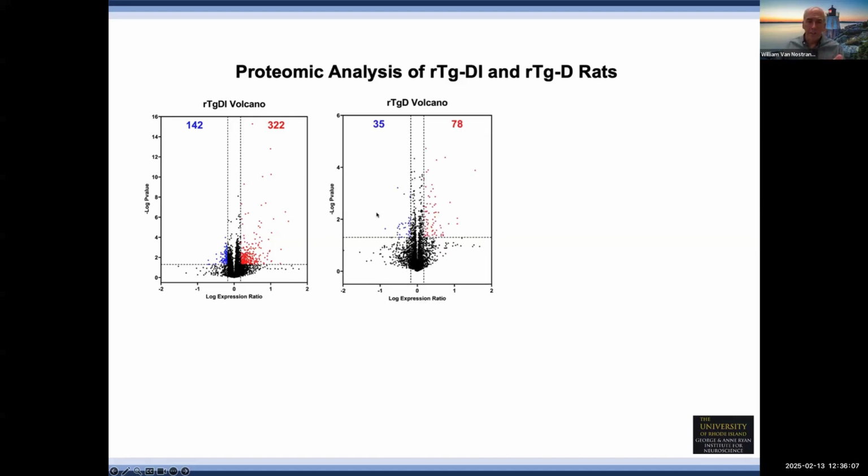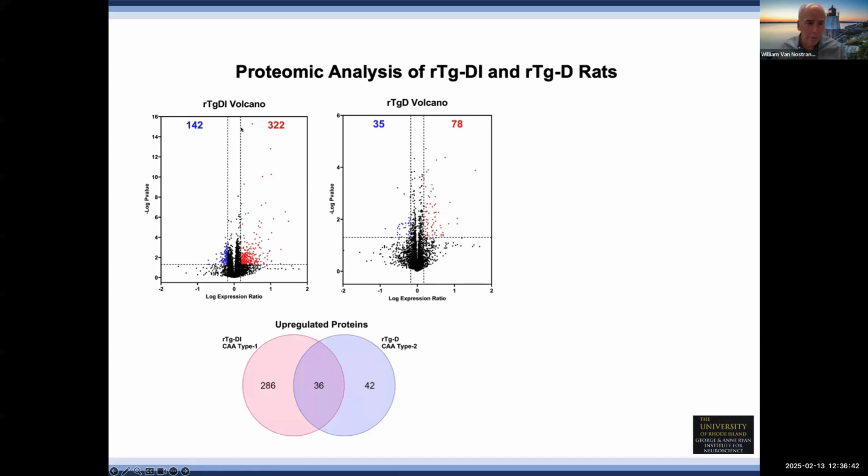We did that same analysis with the same exclusion and inclusion criteria with the RTGD rats. We found much lower numbers of increased proteins, in this case 78, and decreased proteins, 35. This was probably not too surprising to us because in this model there's a very, very strong perivascular inflammatory response and this surrounding parenchymal engagement. So there's a lot more pathology going on at that level, which probably explains why there are many more proteins that are up and down regulated.